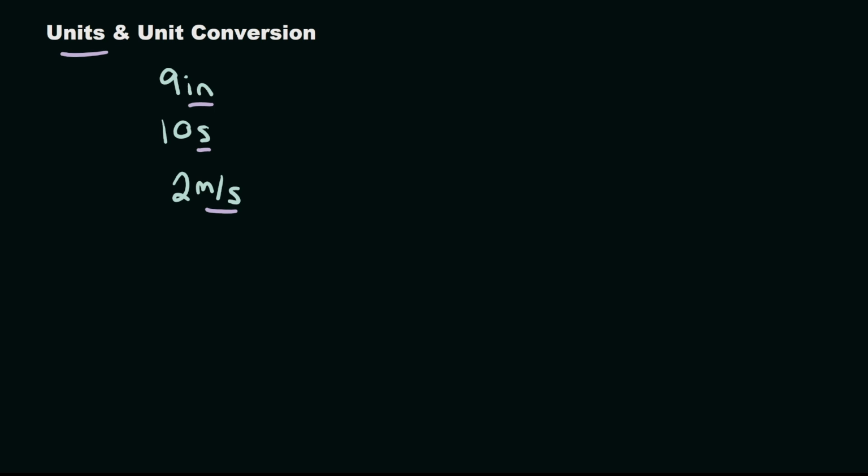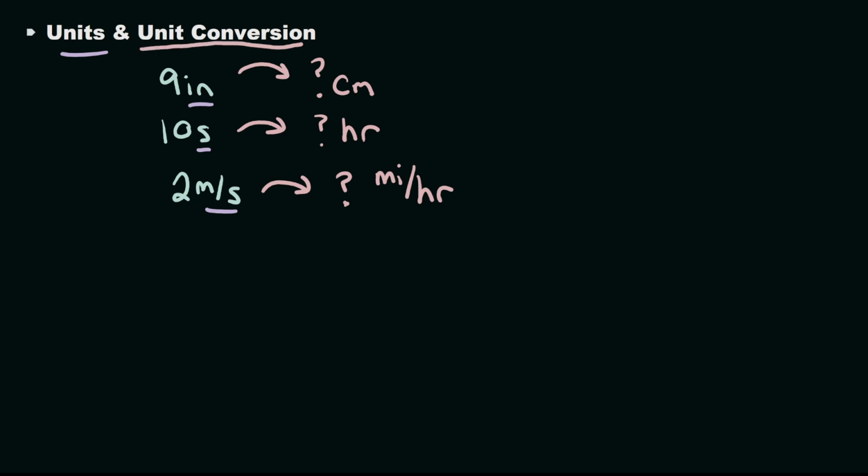Now, let's say these measurements, which are all measuring different types of things, such as distance, time, or speed, we wanted them to be in a different unit, such as converting 9 inches into some amount of centimeters, 10 seconds into how many hours, and 2 meters per second into some amount of speed in, let's say, miles per hour, which is very common in the imperial system. This is known as unit conversion, or again, more commonly known as dimensional analysis.